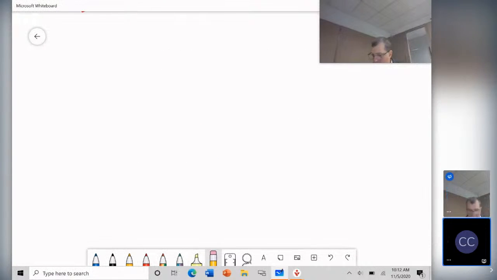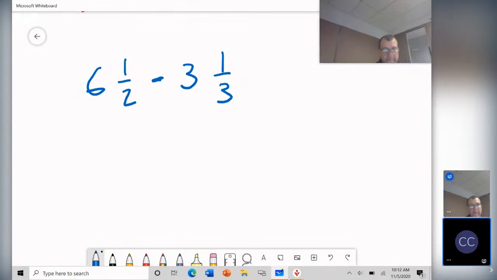Okay. So let's do, we'll say we have 6 and 1/2 minus 3 and 1/3. Okay, so we know we can't do that. Can't subtract 2 mixed numbers like that. We've got to convert them to improper fractions. So the first step is to convert this 6 and 1/2 to an improper fraction.